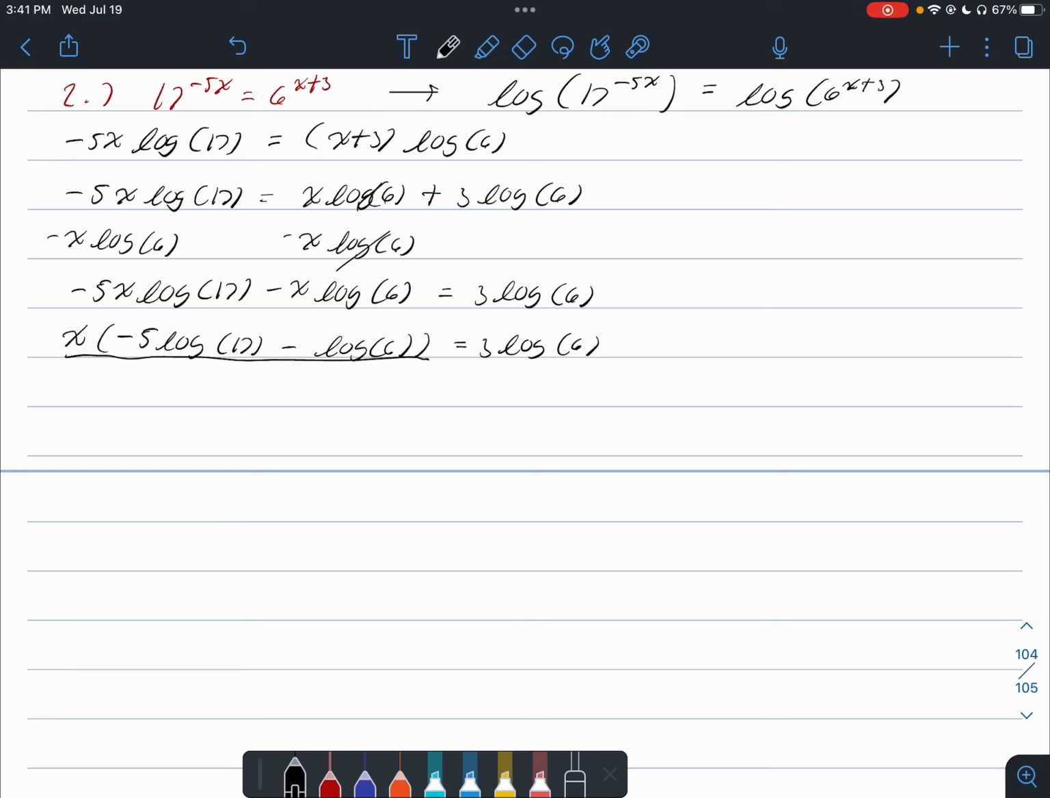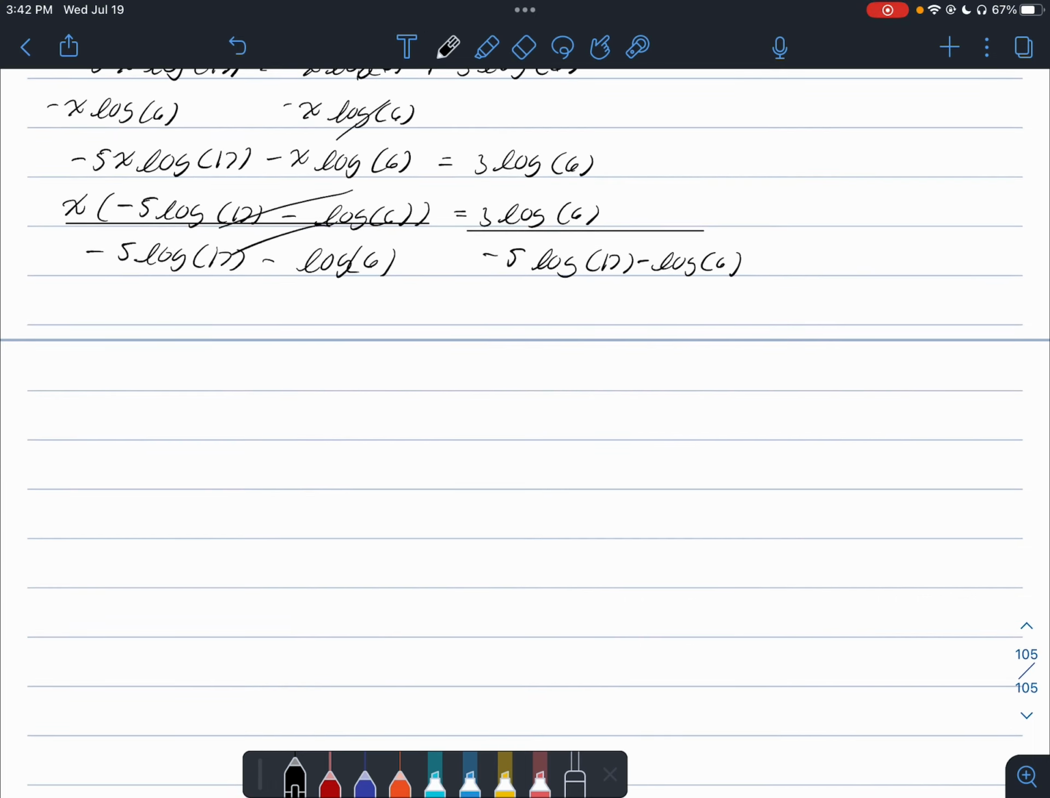So we divide both sides by negative 5 log 17 minus log 6. And we end up, after canceling, we get that x is equal to 3 log 6 divided by negative 5 log 17 minus log 6.